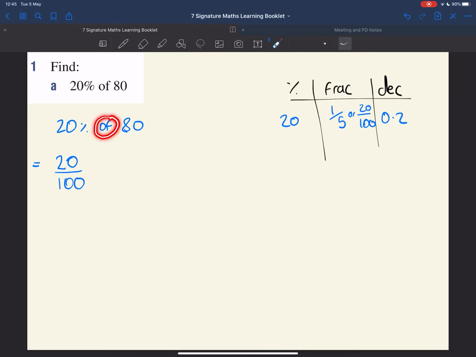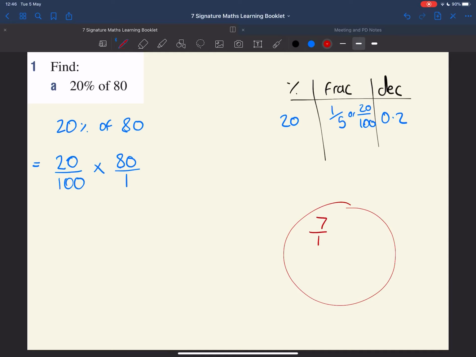Of, in maths, means times. And 80, we're going to write 80 as a fraction. Remember, every whole number is actually a fraction where the numerator is that number, but the denominator is 1. So for example, if I write 7 as a fraction, it's actually 7 over 1. Or pick any number, 25. 25 is actually 25 over 1. So it's the same thing. Okay, so back to our question here.